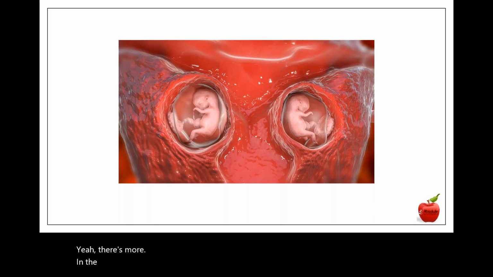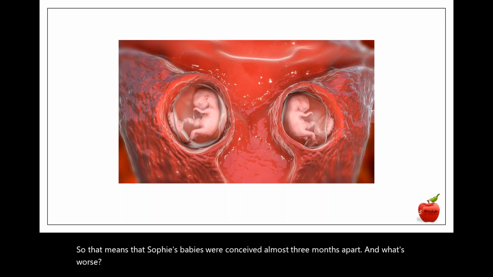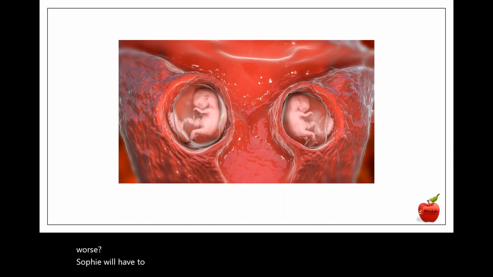In the left uterus, the fetus was determined to be 11 weeks. And in the right, the fetus was 23 weeks. So that means that Sophie's babies were conceived almost 3 months apart. And what's worse, Sophie will have to give birth twice in 3 months. I'm going to let that marinate.